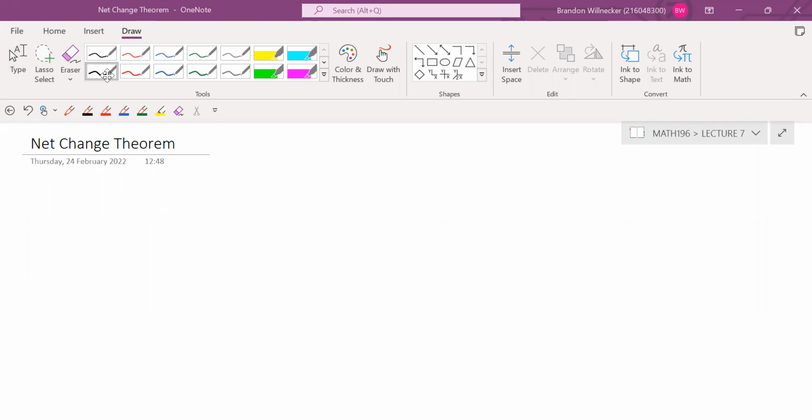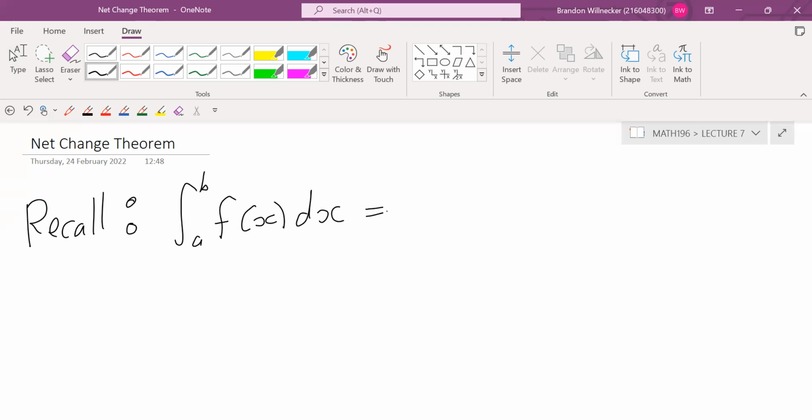So recall that the integral from a to b of f of x dx is equal to the antiderivative at b minus the antiderivative at a. Okay, so we know this now. We've done that lots of times. So what I want to do now is replace f with f prime. So instead of integrating a function, we are going to integrate a derivative.